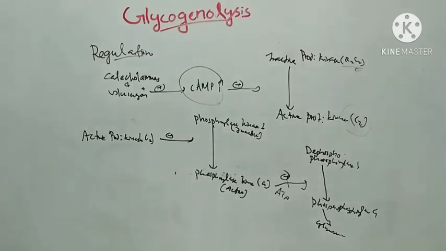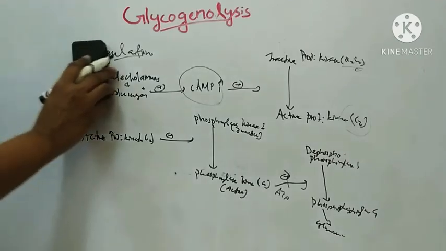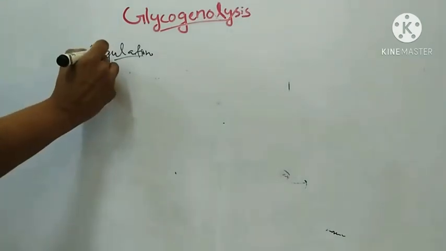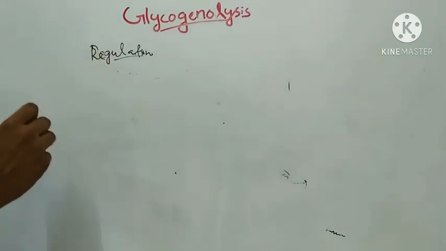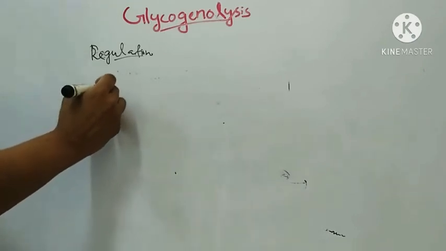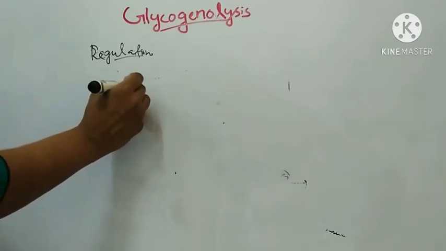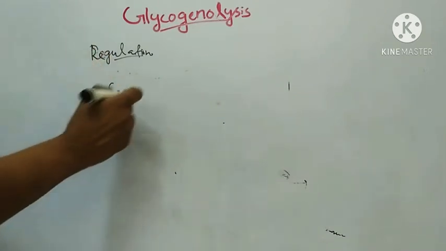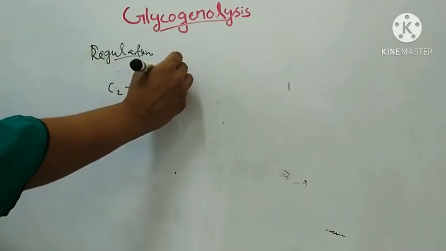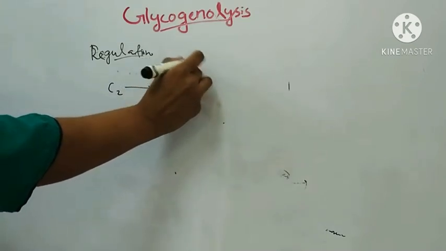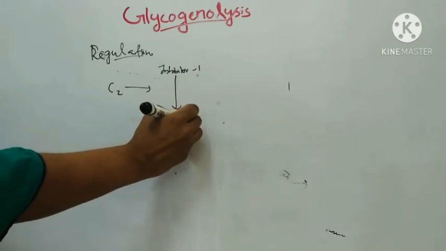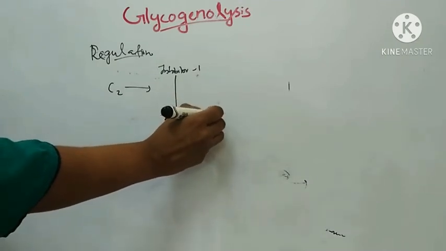Then second regulation is activation of inhibitor 1. This active protein kinase, that is C2, phosphorylates the protein factor called inhibitor 1. Inhibitor 1 is phosphorylated to inhibitor 1 phosphate. This is the active form of inhibitor 1.